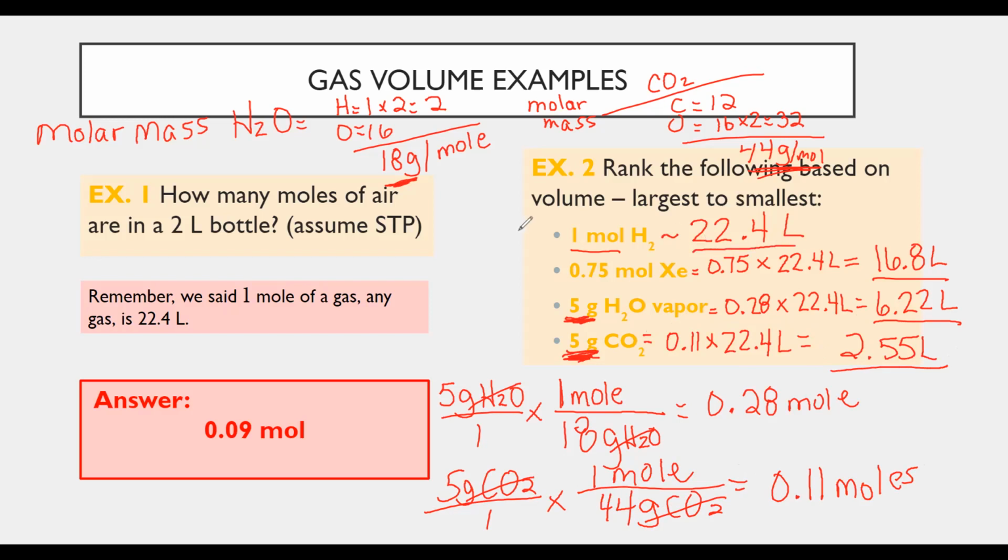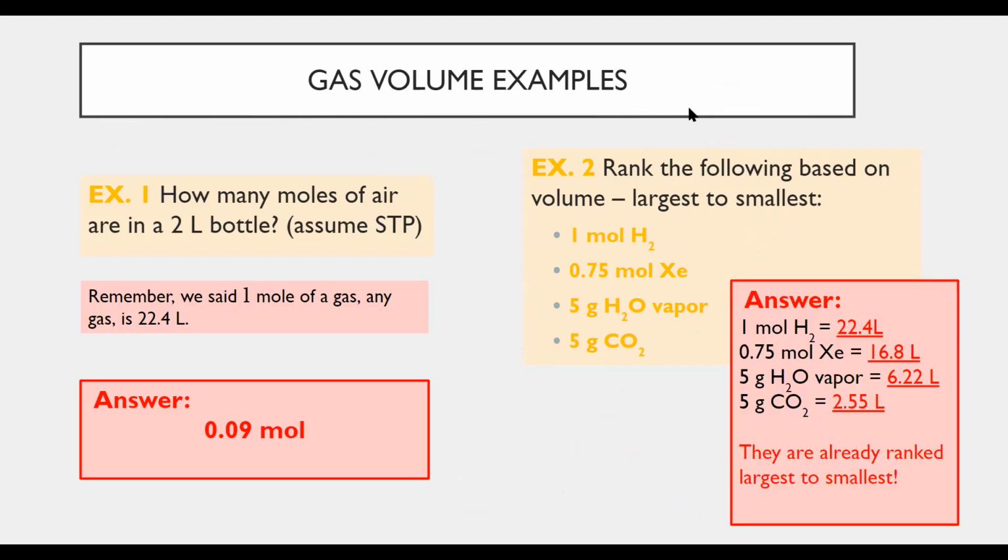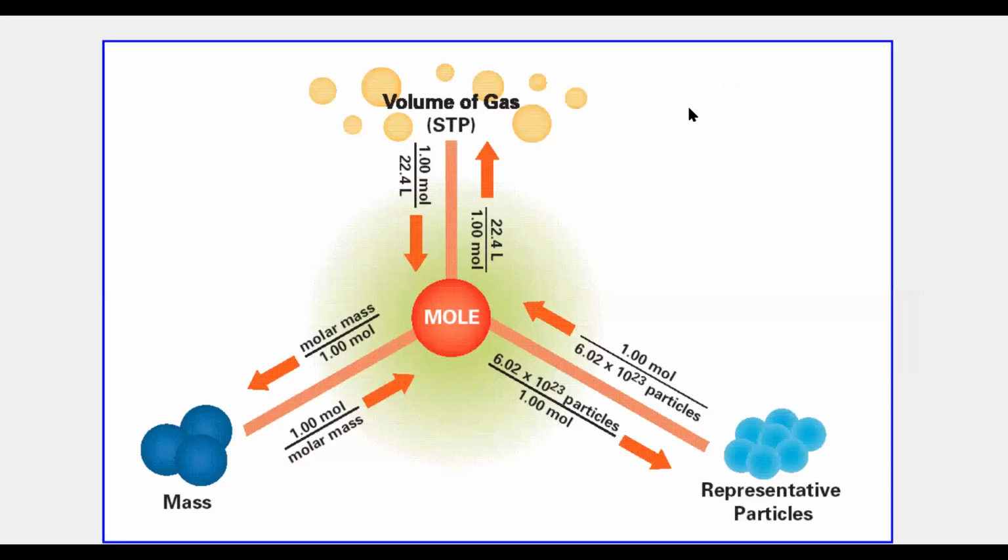Well, it looks like it's already largest to smallest: 22.4, 16.8, 6.22, 2.55. So there's your ranking, 1, 2, 3, 4. It's already in order. I didn't do that on purpose. Actually, I didn't make that question at all, so it's not mine to say if I did or didn't. But there you go, there's your answers.